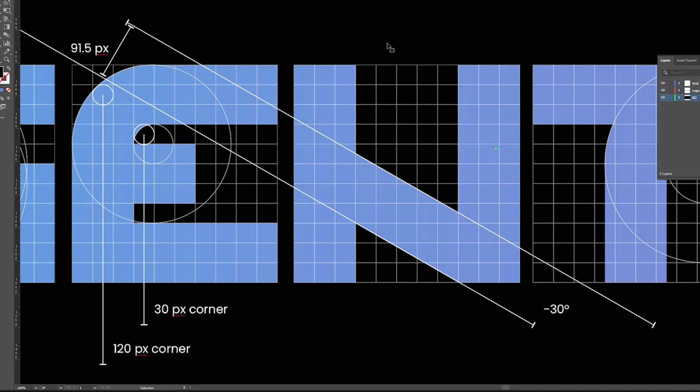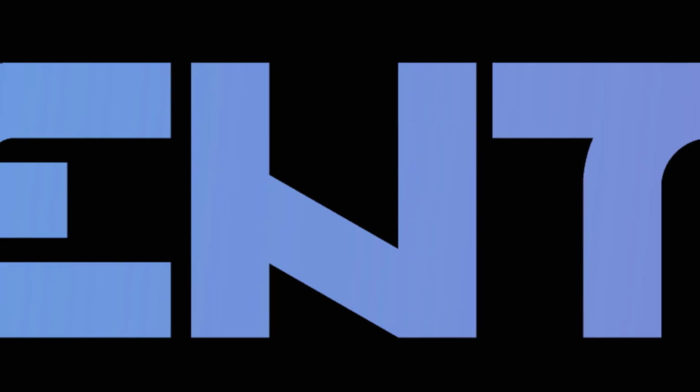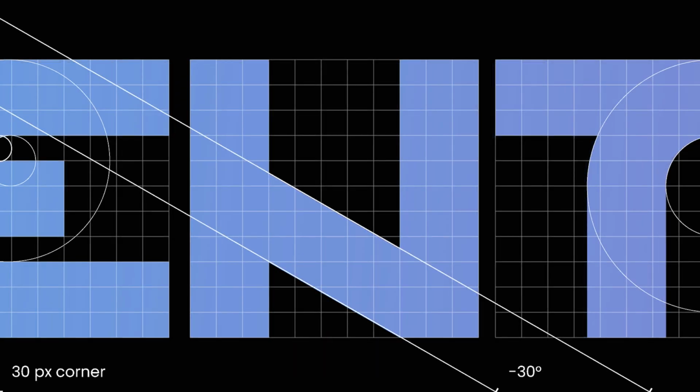And then I tilted my angled lines on a 30-degree axis. This isn't always the way that you want to do this, but in this case, it worked to really give it that sci-fi feel. I angled it significantly more than I usually would have, so I gave it a negative 30-degree angle and then lowered that bar of the N all the way down to the bottom.